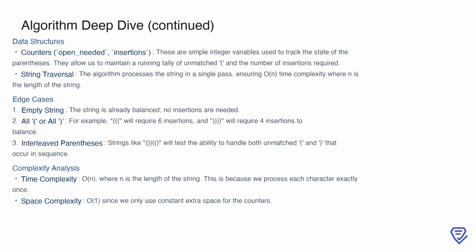It's also important to consider edge cases that test the algorithm's robustness. For instance, an empty string is already balanced and requires no insertions. A string with only opening parentheses, such as a string of three opens, will require 6 insertions, as each needs 2. Similarly, a string with only closing parentheses will require 4 insertions to balance. More complex cases, such as interleaved parentheses, challenge the algorithm to correctly balance both unmatched opens and closes as they occur in sequence. By addressing these cases, the algorithm demonstrates its correctness and adaptability.